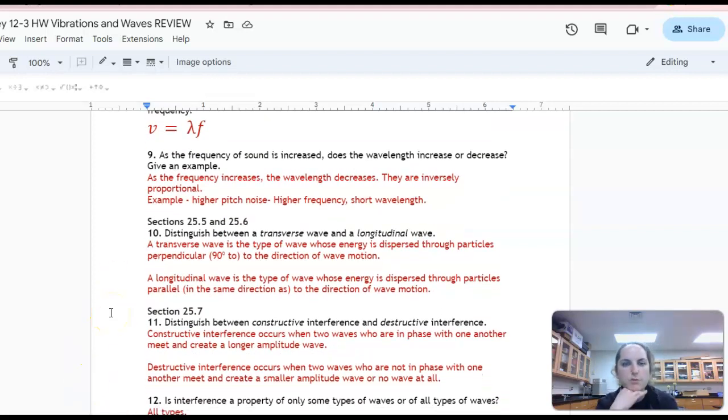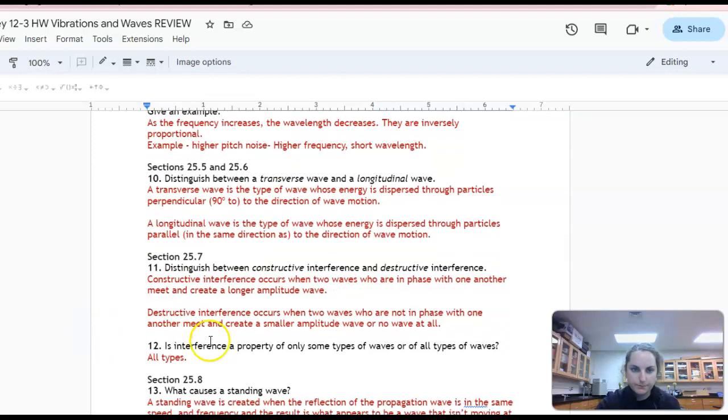All right, number 10, distinguish between a transverse wave and a longitudinal wave. A transverse wave is a type of waveform that's going to disturb the particles perpendicular to the direction of wave motion. And so we saw this yesterday with our lab. We saw it as a demonstration, but basically we have to move our hand opposite to the waveform that we want to create, so 90 degrees too. A longitudinal wave is the type of wave whose energy is transferred parallel through the particles in that medium. So again, in the same direction as. All right, so transverse, 90 degrees, longitudinal, parallel, or in the same direction as.